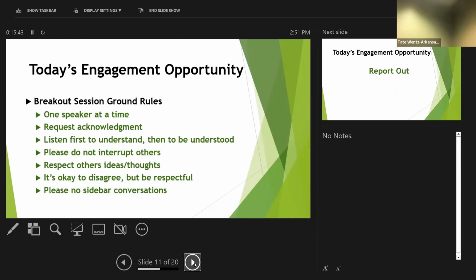Just basic ground rules that you'd expect for a consolidated discussion: one speaker at a time, request acknowledgement. We'll be informal and casual about this, not going to be too strict on things, but we always want to try to listen first to understand and not criticize others, not interrupt others, and be respectful, and stay focused on the topic.